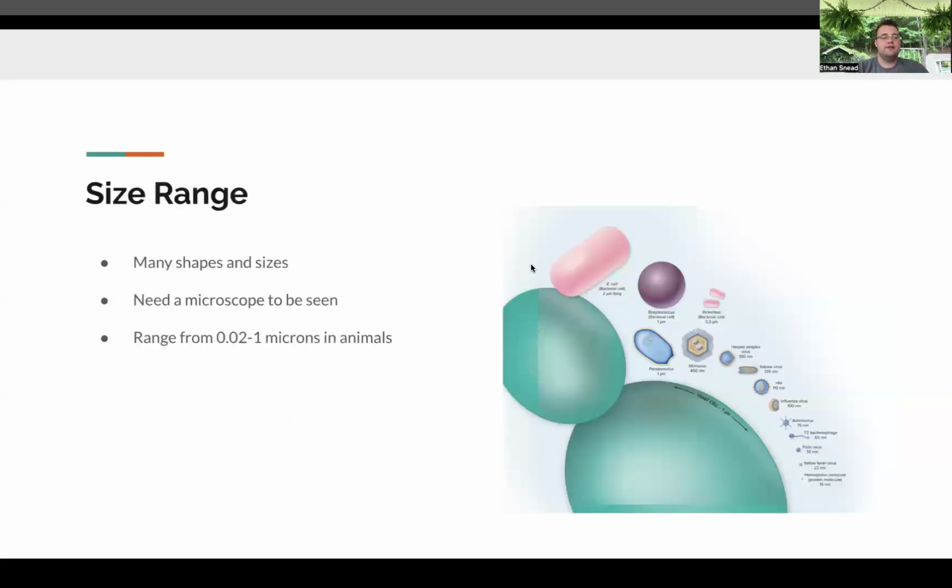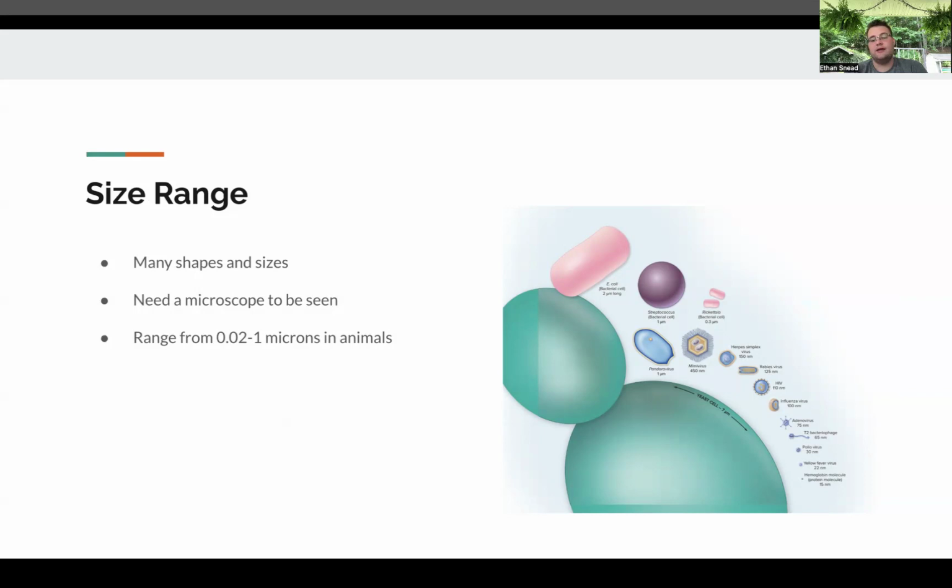Next, we're going to talk about the size range. Viruses can come in many different shapes and sizes, but they're so small that they need a microscope to be seen. The range of sizes can be from the smallest, parvoviruses, which can be 0.02 microns in diameter, to the largest of viruses, which can be larger than some bacteria, ranging from 0.4 microns to 1 micron in length.